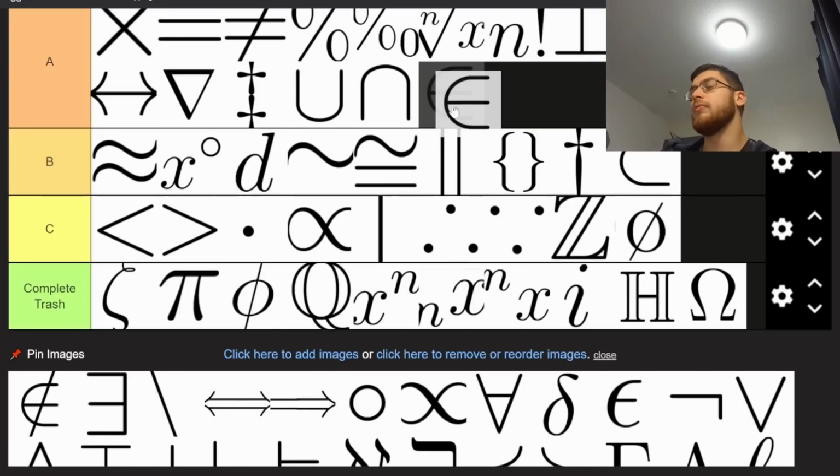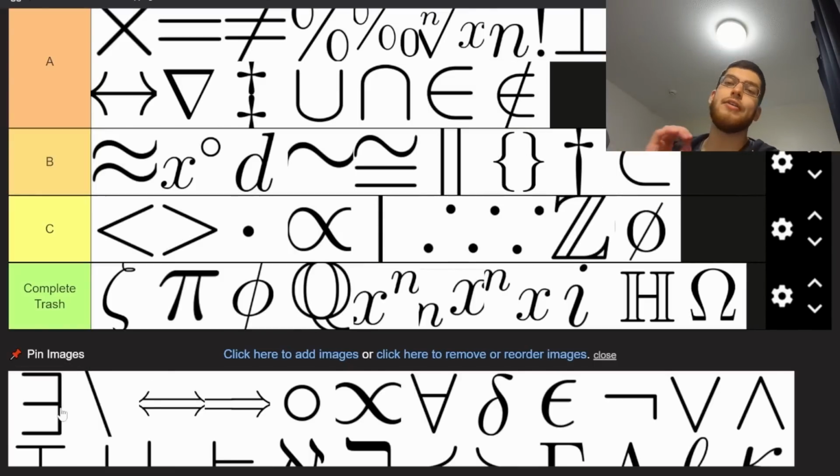This one, element of, well, there's an interesting fact that it looks like the letter E. That's quite an interesting fact. And it stands for element of. E, element of. Boom. Pretty good. I'm going to put it in A tier as well. Not fantastic, but it's still an A tier.